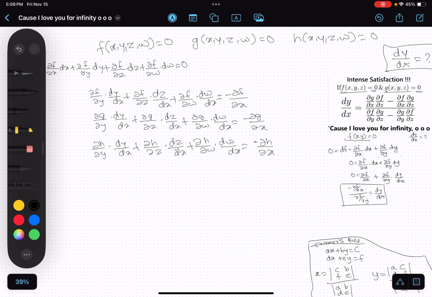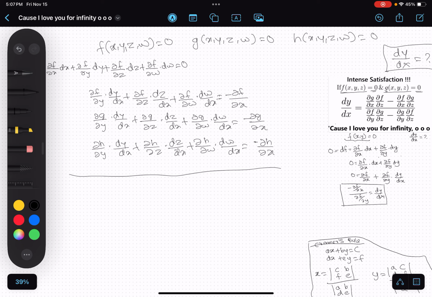Now if you want to find dy by dx, again use Cramer's rule. This is where Cramer's rule is helpful, because in the previous case you might solve it yourself by substitution or elimination. But for this one, substitution and elimination will be too hard and Cramer's rule will be really easy. So that's how Cramer's rule is simpler.